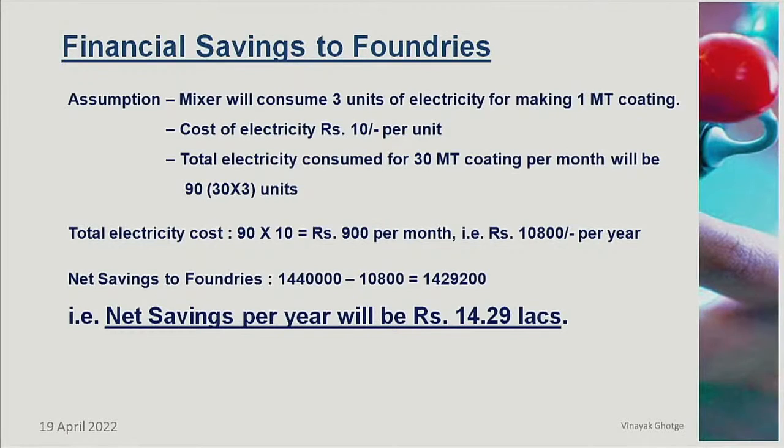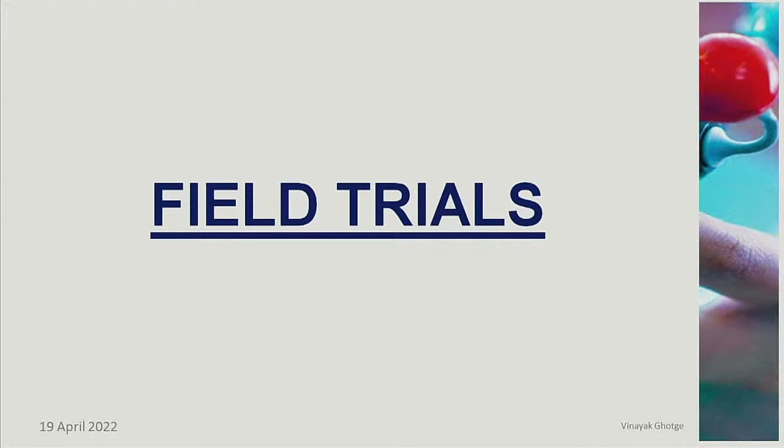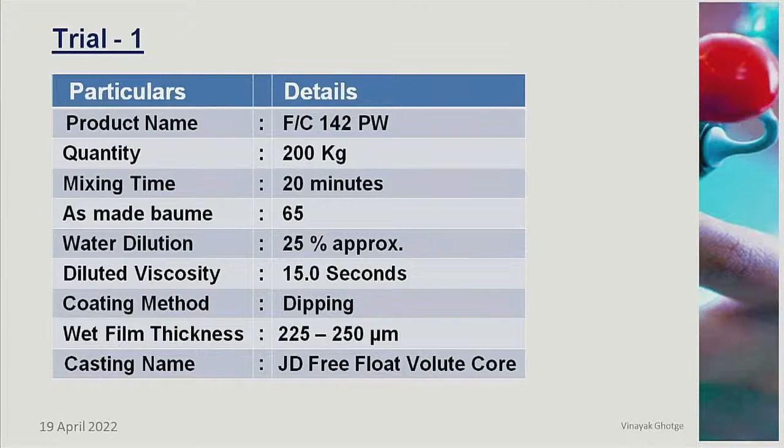Benefits will be substantial. Now I'll go through the field trials we have taken so that it can give you an idea of how versatile the product is. This trial was taken in one of the foundries where the casting is a small volute core. It is a foundry producing automotive castings, turbocharger castings, and the trial was made with about 200 kg of coating. The application viscosity was about 15 seconds, the application process was dipping, and the wet film thickness we got was around 225 to 250 microns.